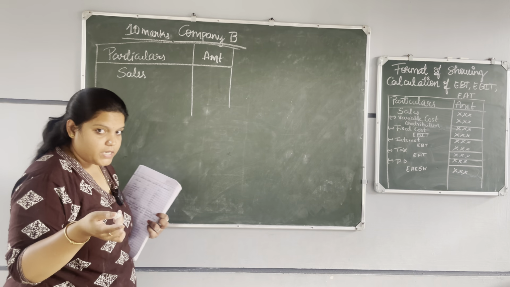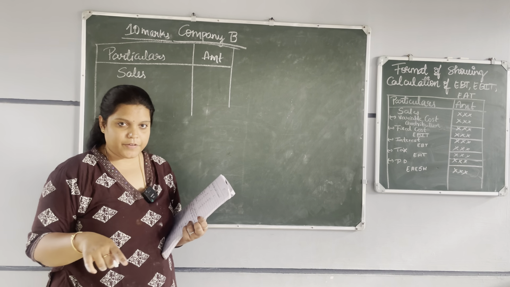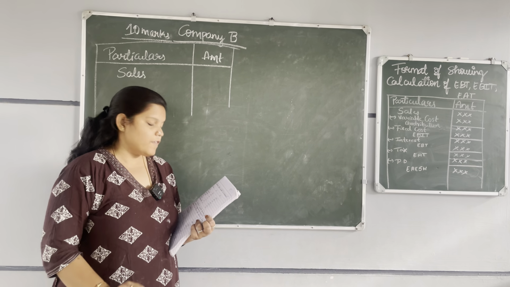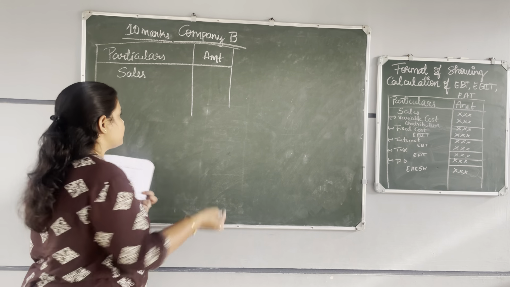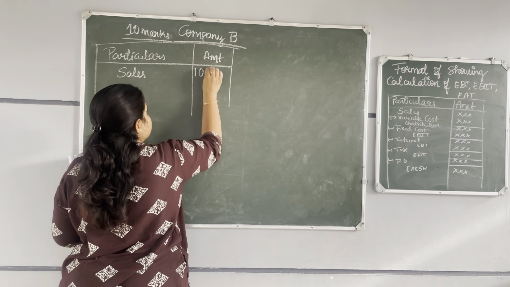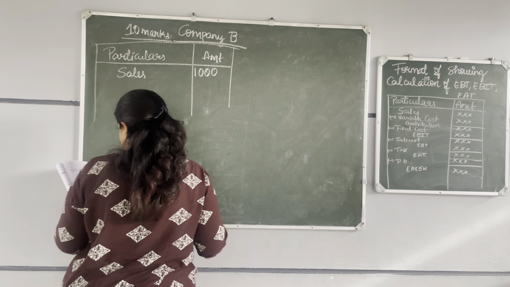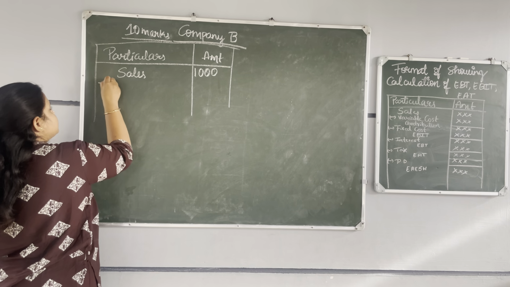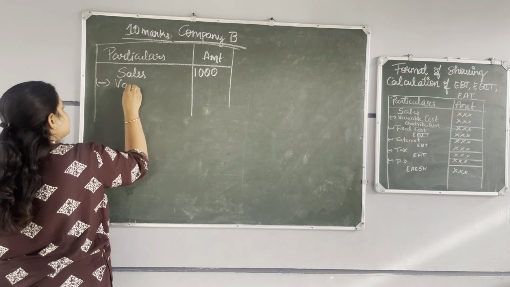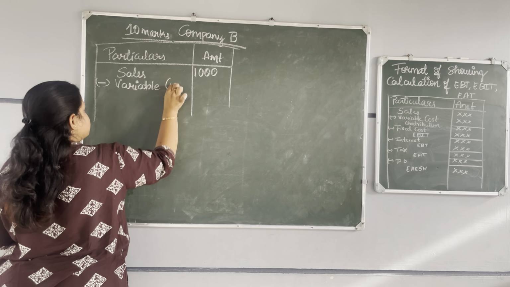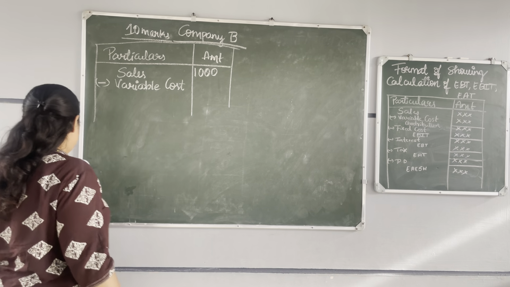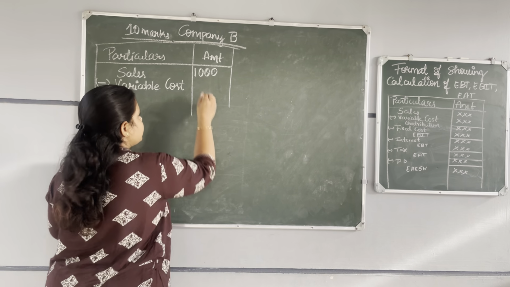In company B, how much amount have they given? In company A they gave 500 units. So in company B they have given 1000. So you have to write a 1000 amount. Sales amount is 1000. From this sales we have to deduct variable cost. So here variable cost is 300.